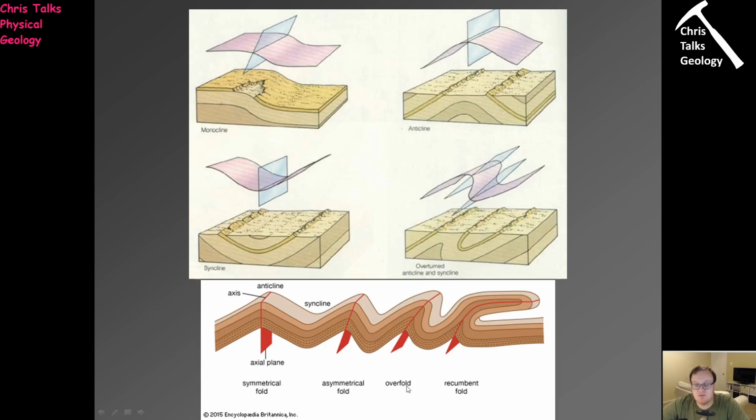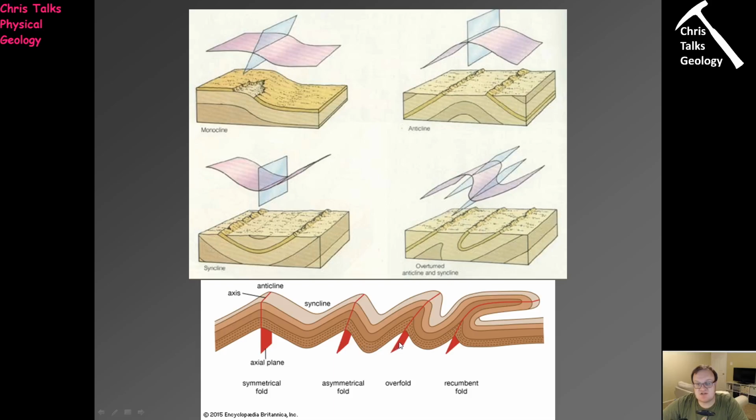So this diagram shows you the four main types of fold. The first type of fold is what's called a symmetrical fold. In a symmetrical fold, the fold is upright, and each of the limbs, so the limb is one side of a fold, so you have one limb over here and the other limb over here, the limbs are the same length and they are the same angle. So essentially it's a symmetrical fold. Over here we have an asymmetrical fold. As you can see, the limbs are different lengths and they are different angles. You will also notice that the axial plane is no longer vertical, it's tilted slightly. So there's the axial plane.